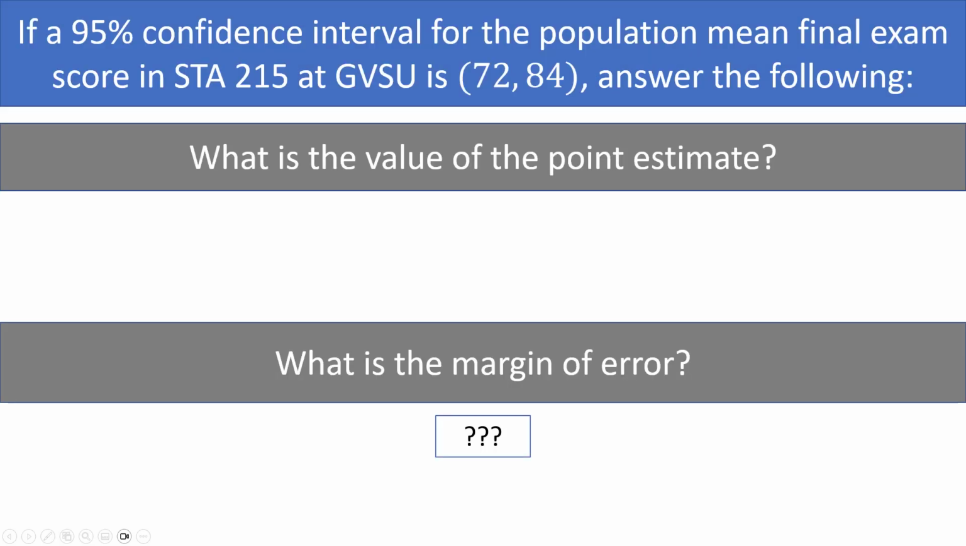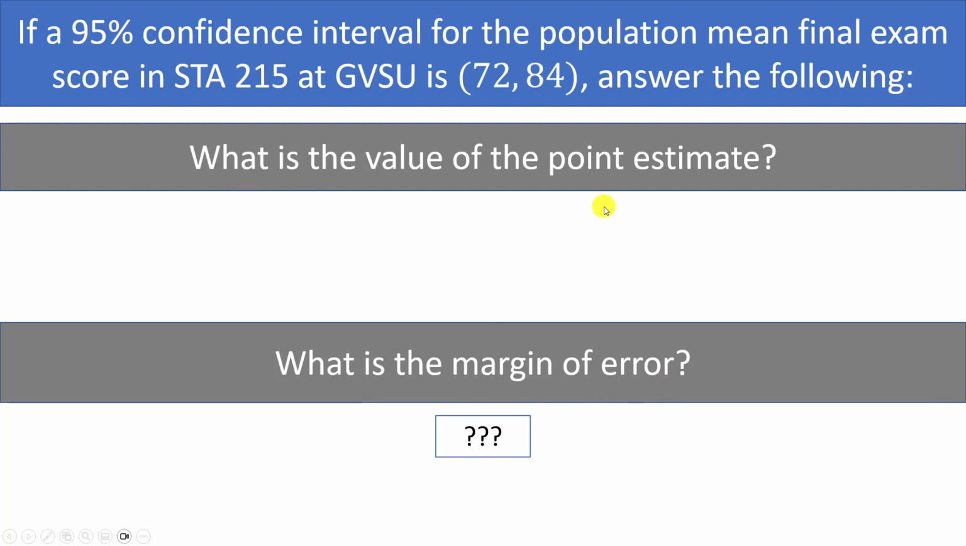Alright, here's a problem for you to try. If we had a 95% confidence interval for the population mean final exam score in a Stat 215 class at Grand Valley State University, and the lower bound was 72, and the upper bound was 84, answer the following. First of all, what is the value of the point estimate? And secondly, what is the margin of error?